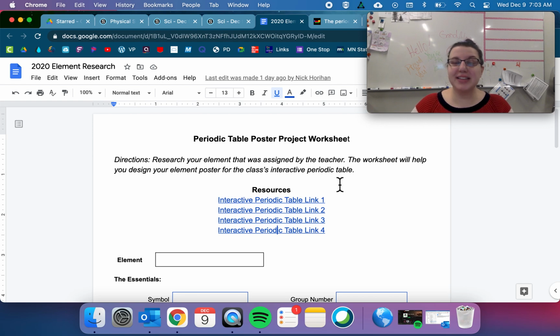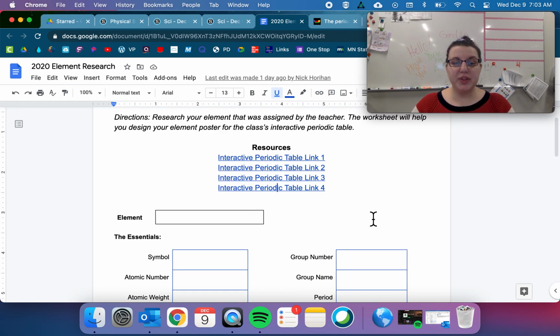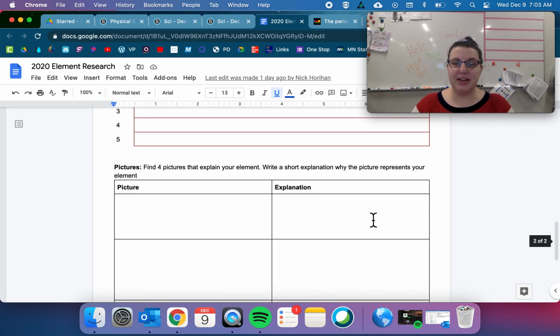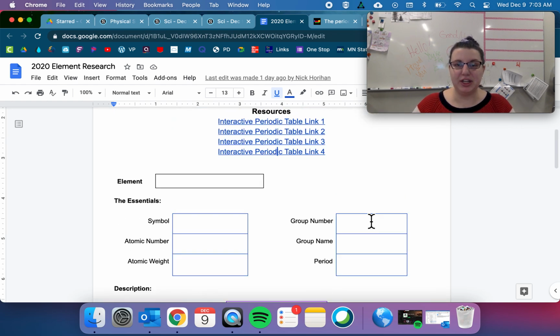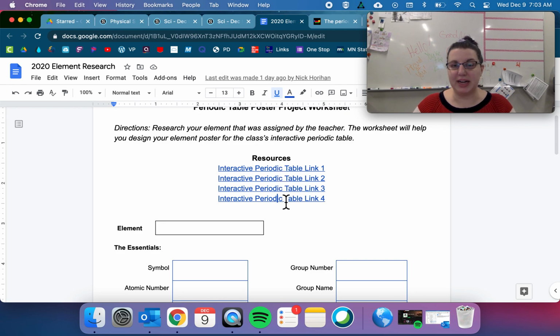So for this element poster project, periodic table poster project, you're going to research an element that was assigned by your teacher, and the worksheet will help you design your element poster for this class's interactive periodic table. So for this worksheet, you are going to be filling out all this information about your element. And you're going to use these different interactive periodic tables to help you out.